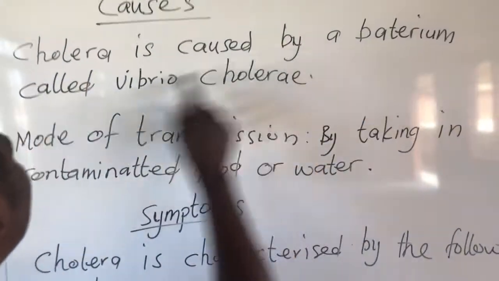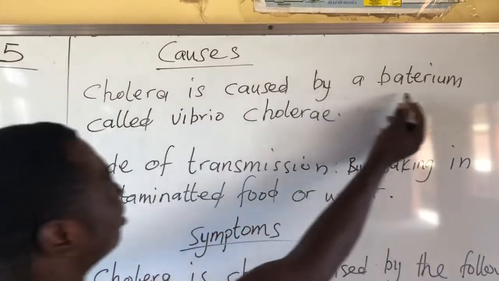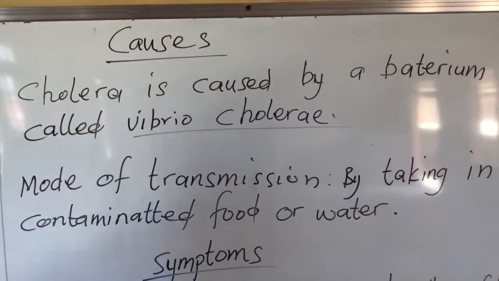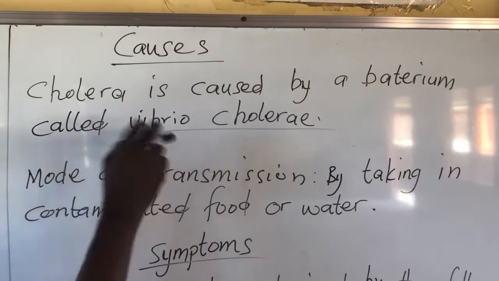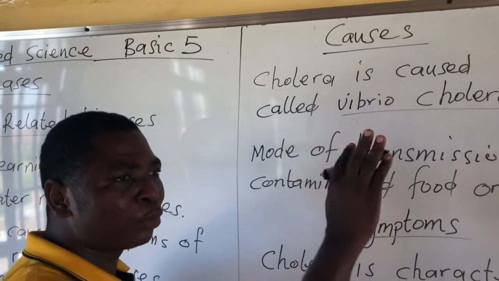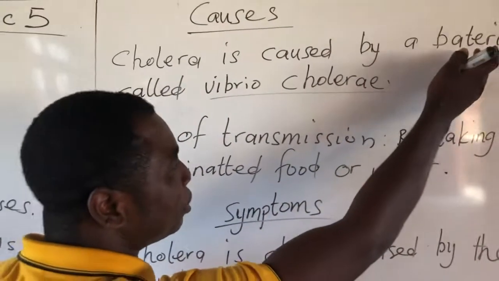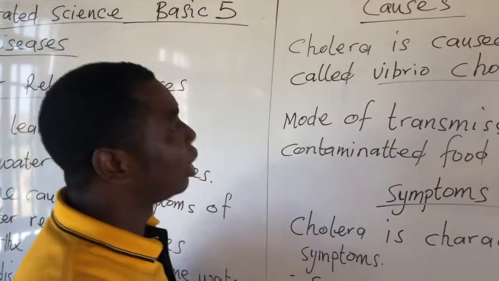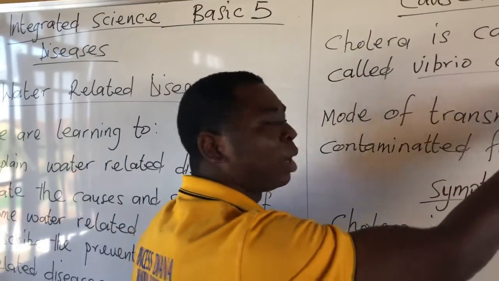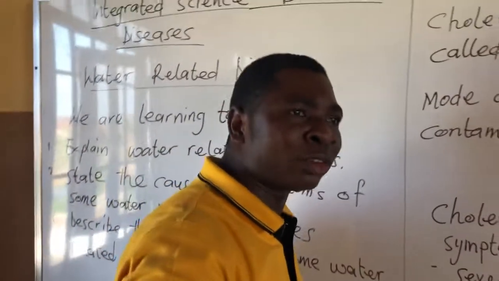Cholera. We say cholera is caused by a bacterium called Vibrio cholerae. So what is the cause? It's caused by a bacterium. One bacterium, the plural for bacterium is bacteria. So it's a bacterium called Vibrio cholerae. And these Vibrio cholerae enter into our water and cause us harm.